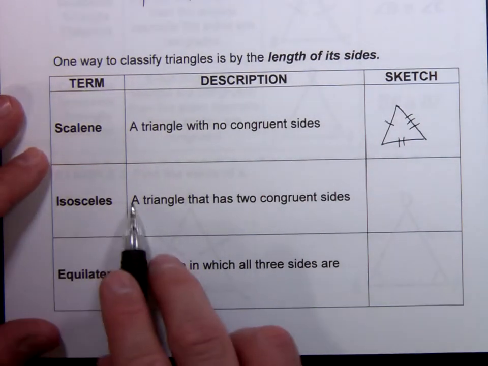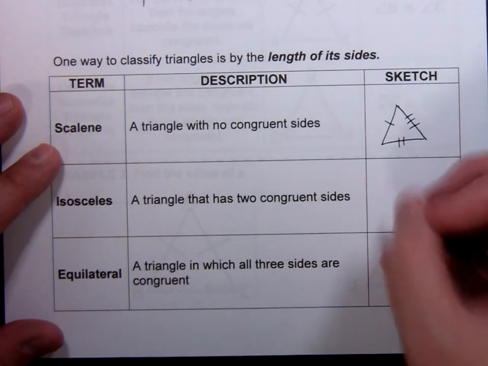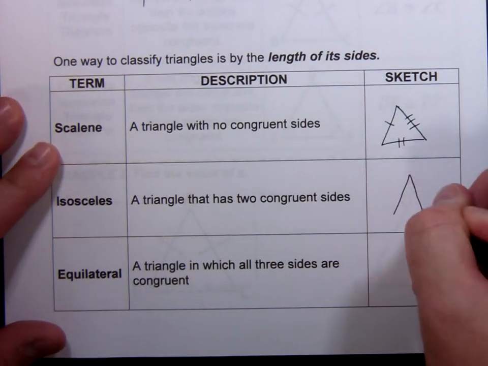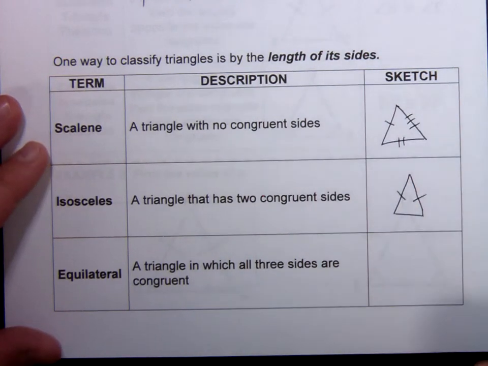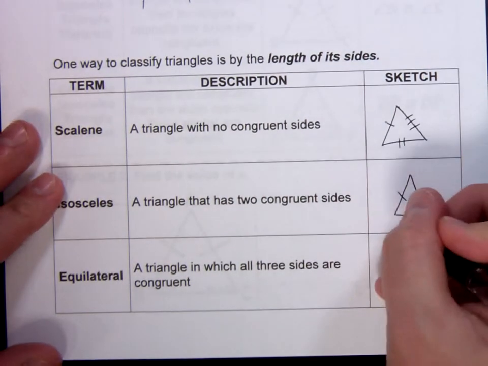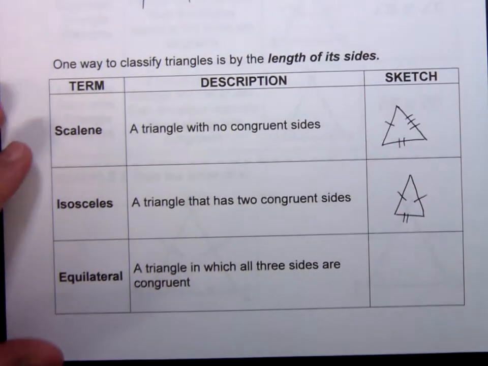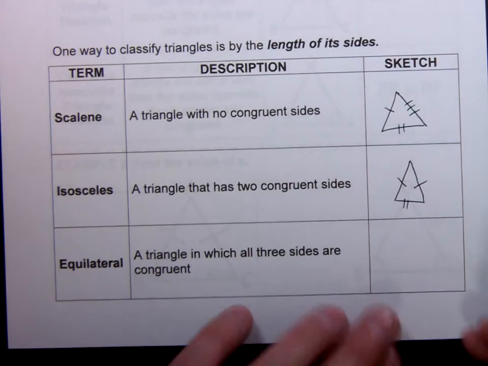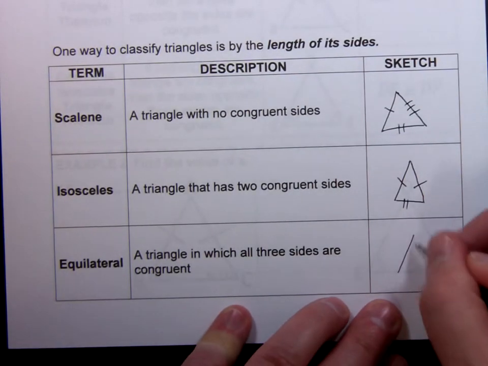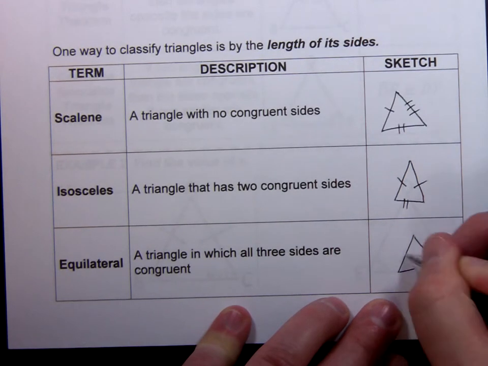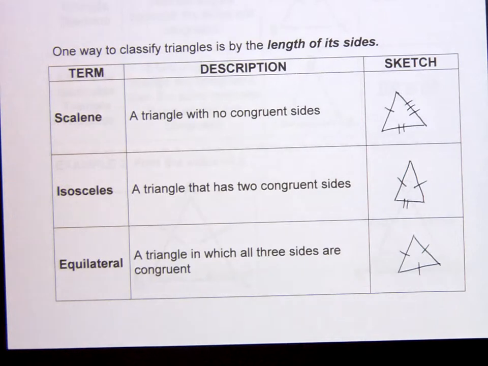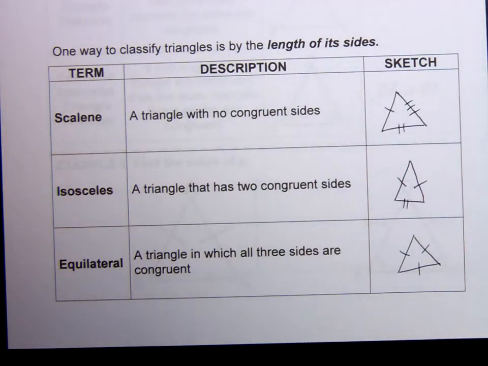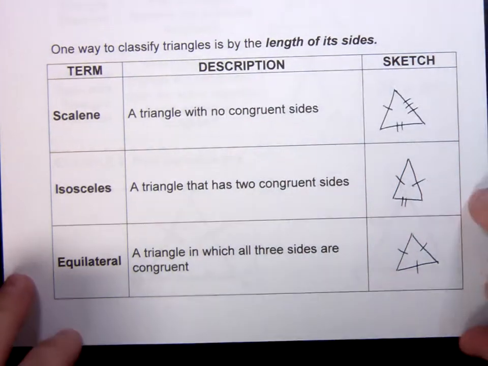An isosceles triangle is a triangle that has two congruent sides, or more technically, they'll say at least two congruent sides. So if two of the sides are congruent, that is an isosceles triangle. An equilateral triangle is a triangle with all three sides congruent. So all three sides are going to have the exact same length. So those are the three possible classifications of a triangle based on its sides.